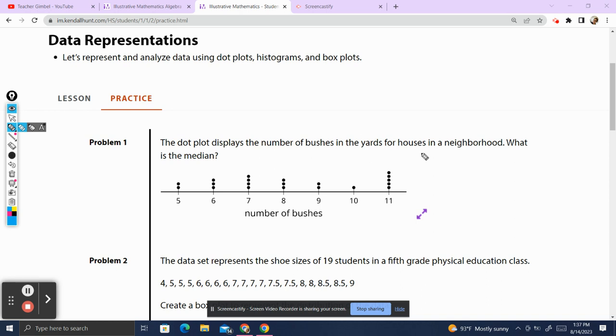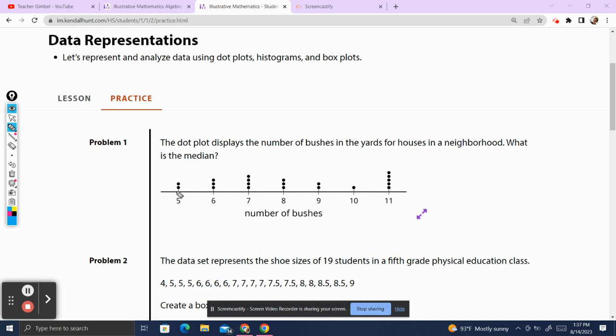The dot plot displays the number of bushes in the yards for houses in a neighborhood. What is the median? The first thing I need to know for this question is, what is a median? The median is when you have a set of numbers. It represents the number that is exactly in the middle, where 50% of the numbers are below that value and 50% of the numbers are above that value. It's a lot easier to see with an example, so let's use this example here.